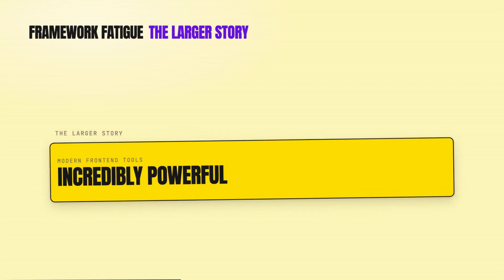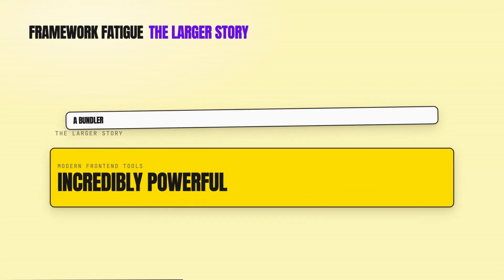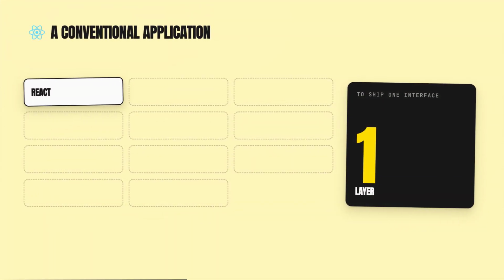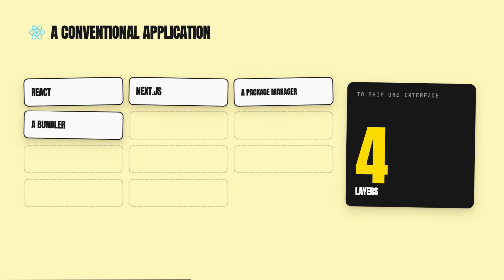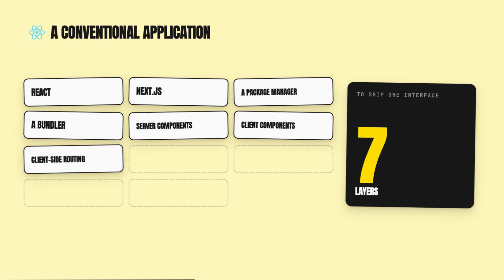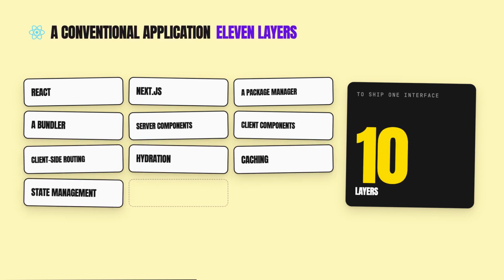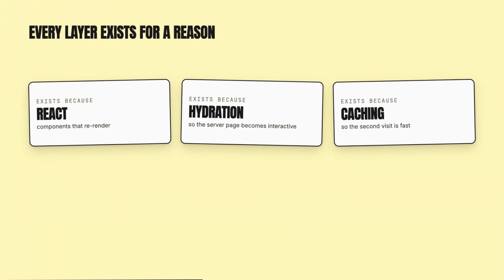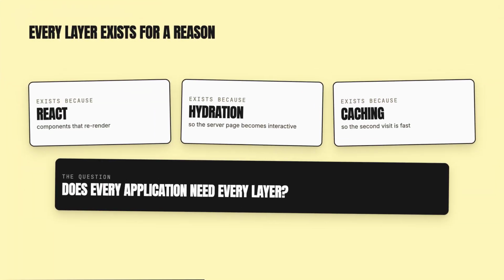Modern front-end tools are incredibly powerful, but that power frequently arrives with several layers of complexity. A conventional application might include React, Next.js, a package manager, a bundler, server components, client-side routing, hydration, caching, state management, and a separate JSON API. Every layer exists for a reason. The question is whether every application needs every layer.